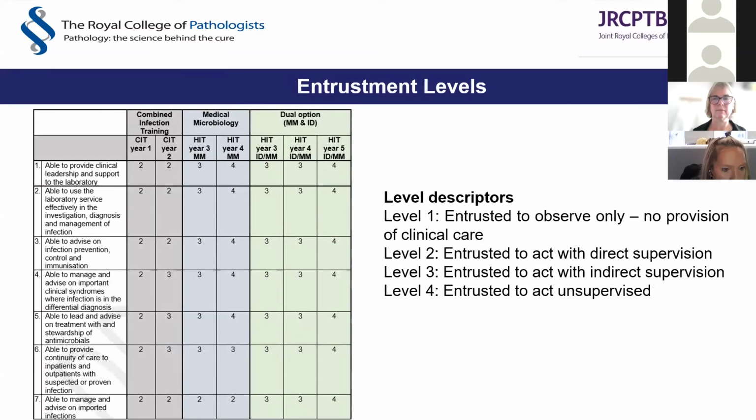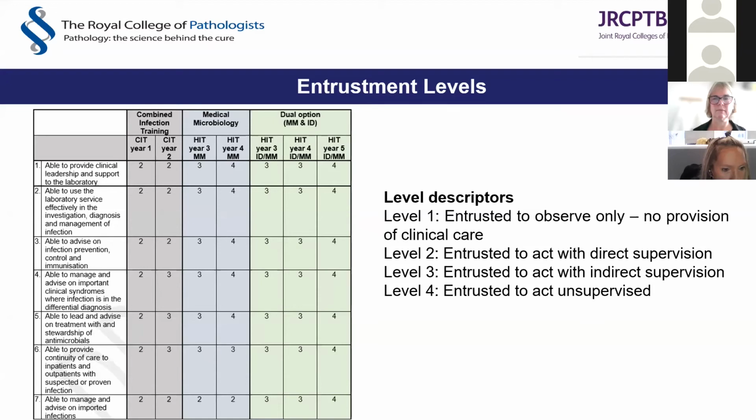For the specialty SIPs, as already mentioned, the SIPs are based on entrustable professional activities. So we assign an entrustment level, and the educational supervisor, when writing the report, will assess the trainee using these entrustment levels. There are 4 entrustment levels, as you can see. Level 1 is where you're entrusted to observe only. Level 2 is entrusted to act with direct supervision, which means that you'll need a consultant on site with you, not necessarily in the same room, but who can rapidly come and assist you if needed.